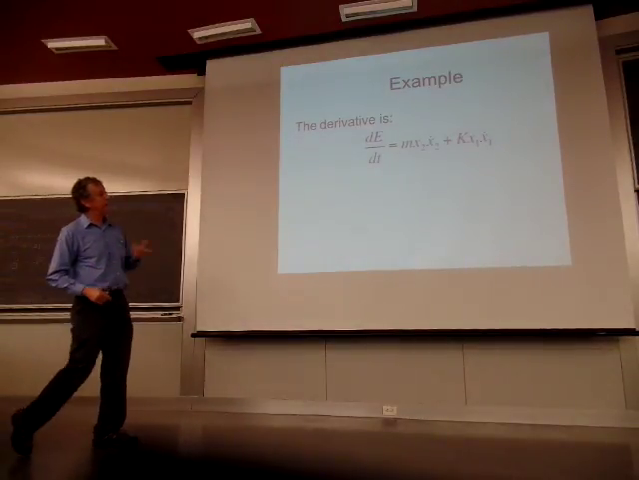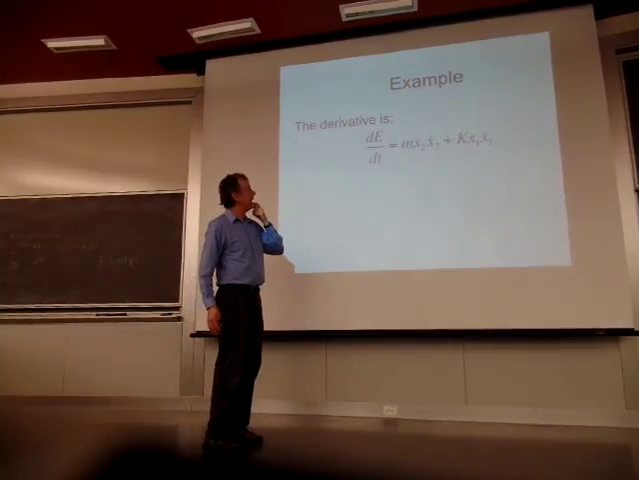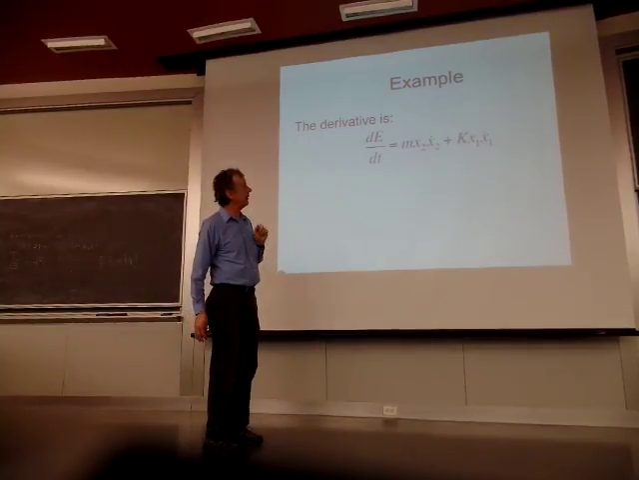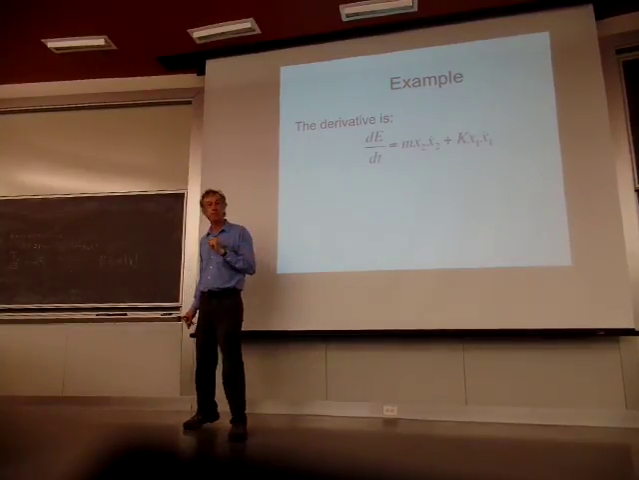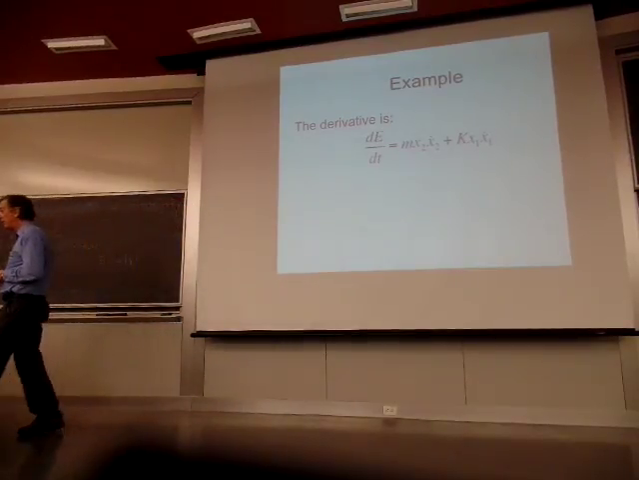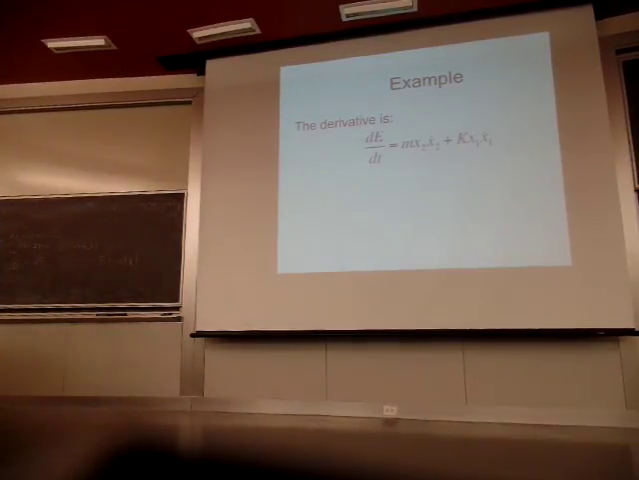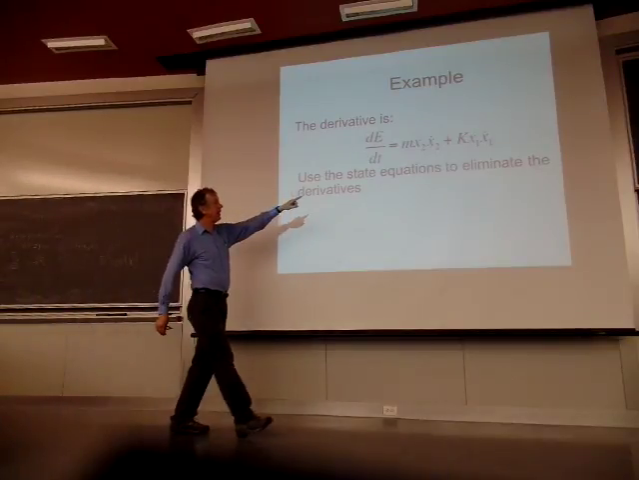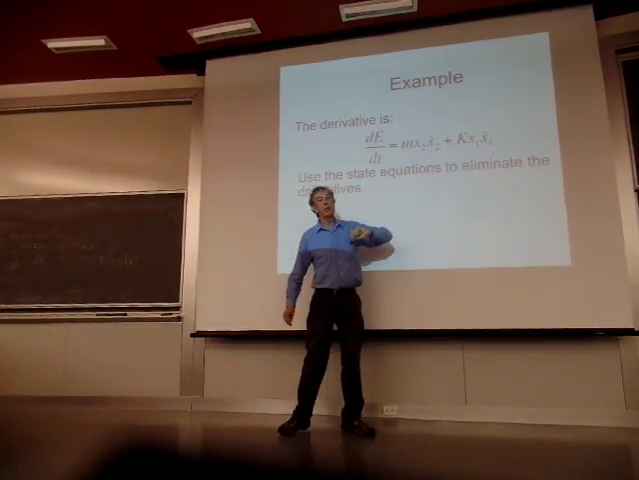The derivative of the energy is this: m x2 x2 dot plus k x1 x1 dot. Take the derivative of total energy, and if it's stable, we're saying what? It should be negative. And we've got these derivatives here. Well, let's use the state equations to get rid of x2 dot and x1 dot.